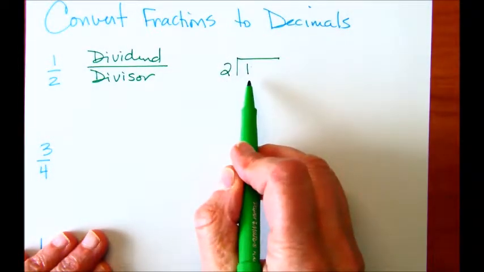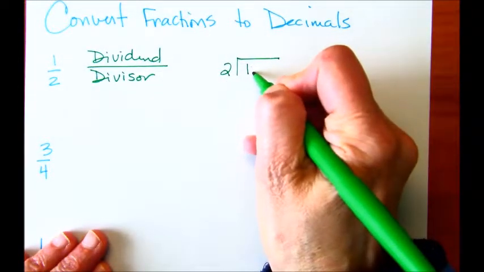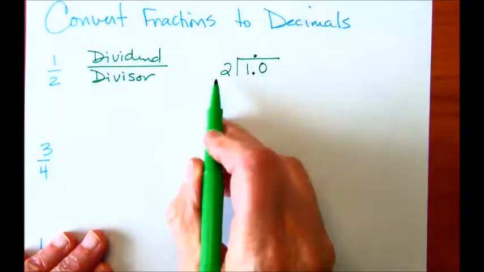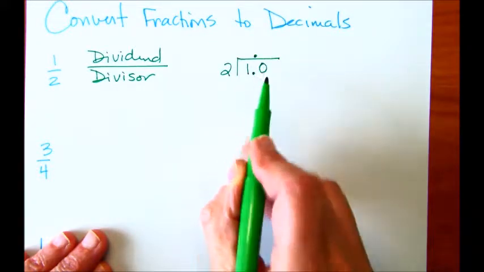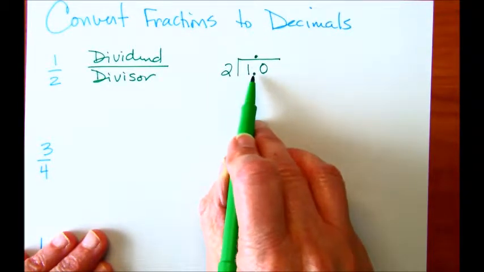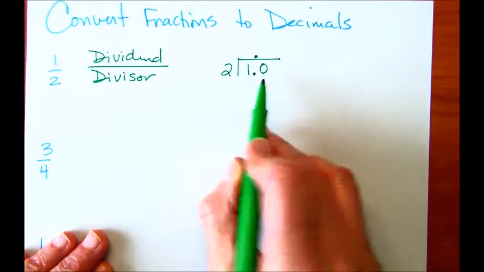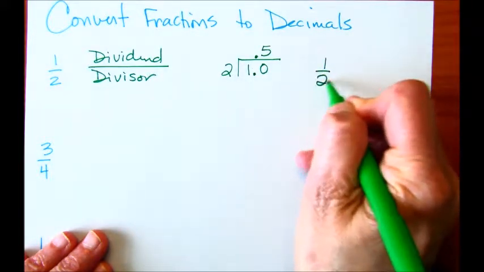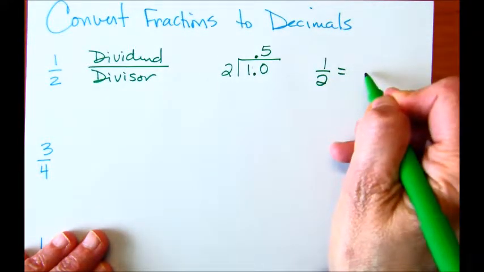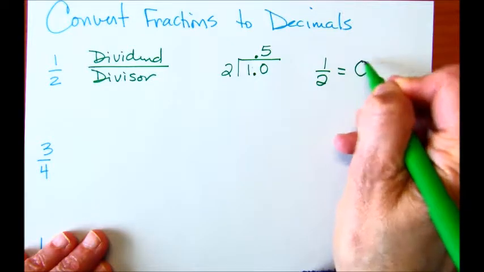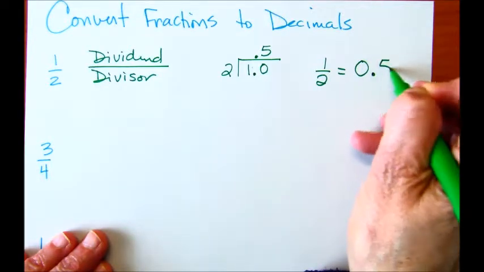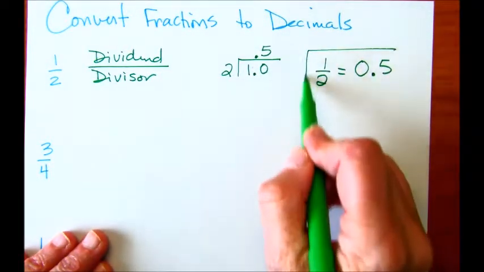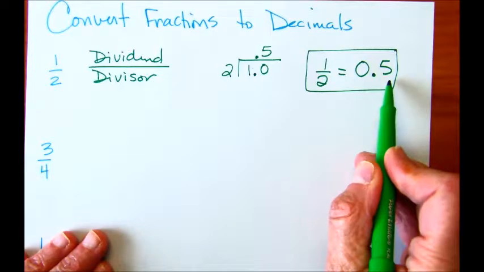Now 2 does not go into 1, so I want to add a decimal point and then bring that up and then add a 0. 2 goes into 10. Notice I'm ignoring that decimal point once I've written it down. 2 goes into 10 5 times. So 1/2 is equivalent to 0.5. Sometimes we write it with a 0 in front of the decimal if you don't have a whole number here, and that's okay. So 1/2 is equivalent to 5/10.